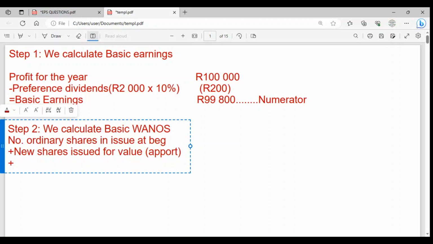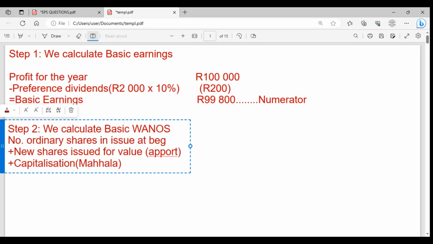And then you also add for capitalization of shares. If you are told that the company performed a capitalization, guys, capitalization is whereby a company gives shares to existing shareholders at no consideration. So these are shares given for free. Shareholders pay nothing for these shares. So if there is a capitalization, you also add that, and for capitalization, there is no apportionment that you do.